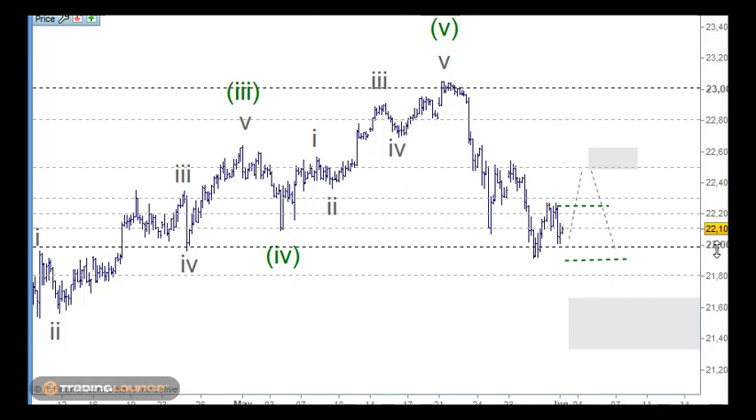But if the 22,000 becomes the resistance, then you need to be on the short side. If the 22,200 becomes support here, then you can trade up to the 22,500 and exit at that point.